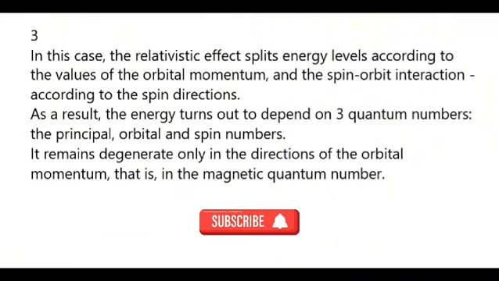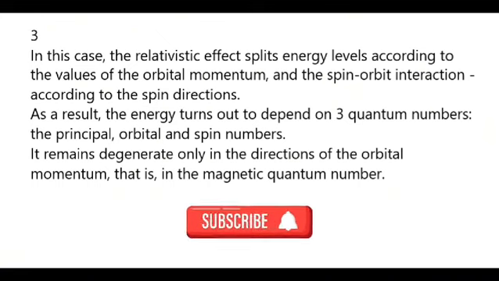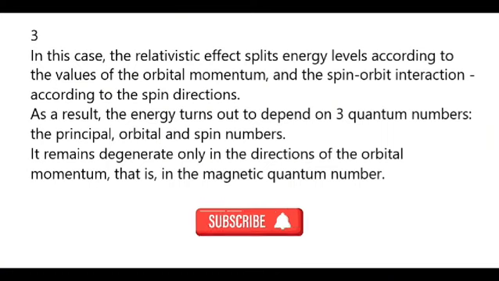In this case, the relativistic effect splits energy levels according to the values of the orbital momentum, and the spin-orbit interaction according to the spin directions. As a result, the energy turns out to depend on three quantum numbers: the principal, orbital, and spin numbers. It remains degenerate only in the directions of the orbital momentum, that is, in the magnetic quantum number.